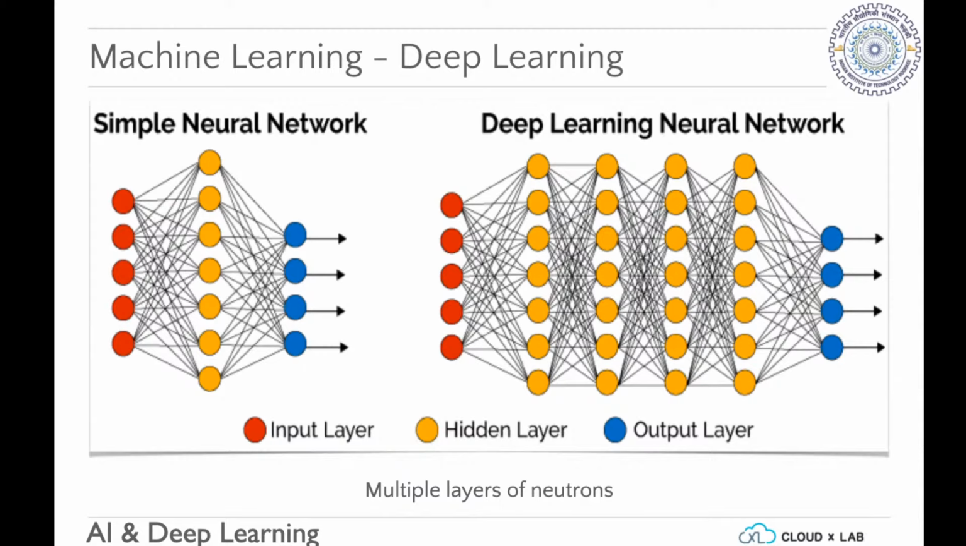CloudxLab asks, are two or more hidden layers considered deep learning? Yes, it is actually. Anything more than one hidden layer is considered to be deep learning. That's like an empirical rule.